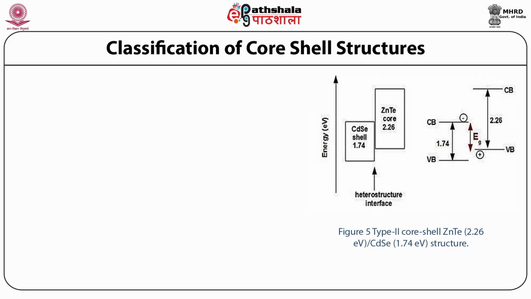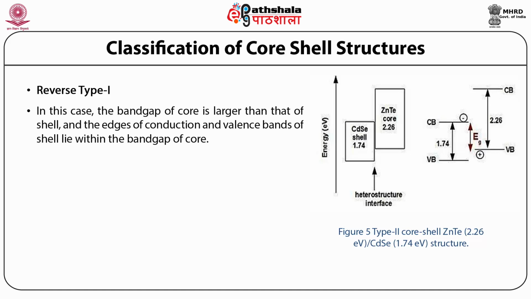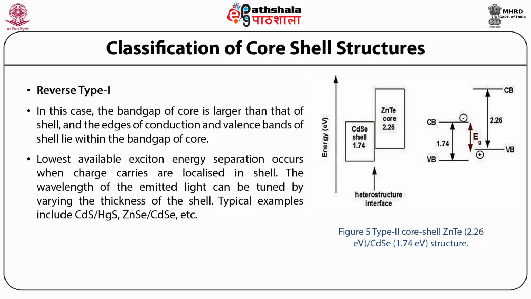Another type of core shell structure is the reverse type 1. In this case, the band gap of core is larger than that of shell, and the edges of conduction and valence bands of shell lie within the band gap of core. Lowest available exciton energy separation occurs when charge carriers are localized in the shell. The wavelength of emitted light can be tuned by varying the thickness of shell. Typical examples include heterostructures such as cadmium sulfide, mercury sulfide, zinc selenide with cadmium selenide, etc.